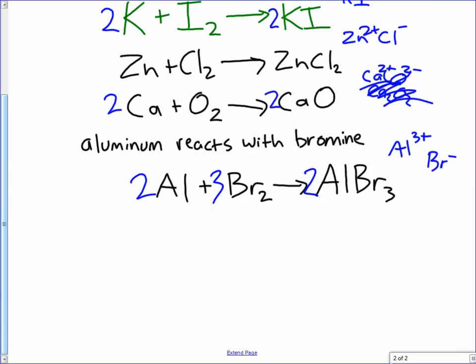So those are your basic synthesis reactions. If you can do those, you should be okay as far as that's concerned. So the next type I want to go over is called decomposition.